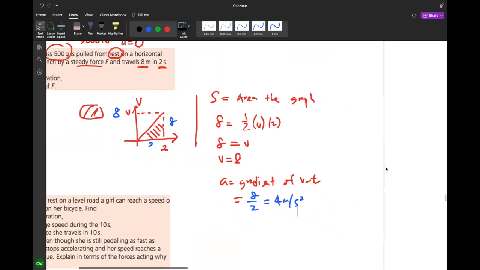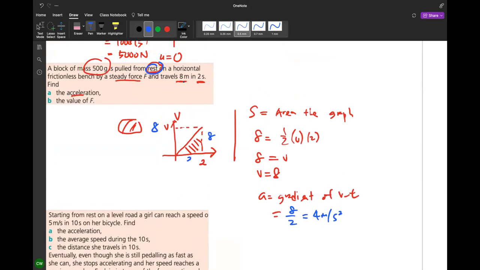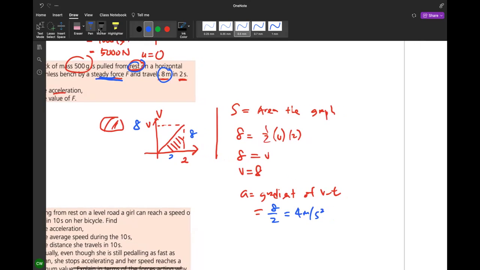Okay, let me explain again. When they say start from 0, it means it's a straight line. How do I know this is a straight line? Because it says steady force. 这个就是 straight line. Then they tell us that travel by 8 meter. Area under the graph is 8 meter. 这条线下面就是 8 meter. Gradient of VT line. So gradient of this is opposite over adjacent. So it's 4.